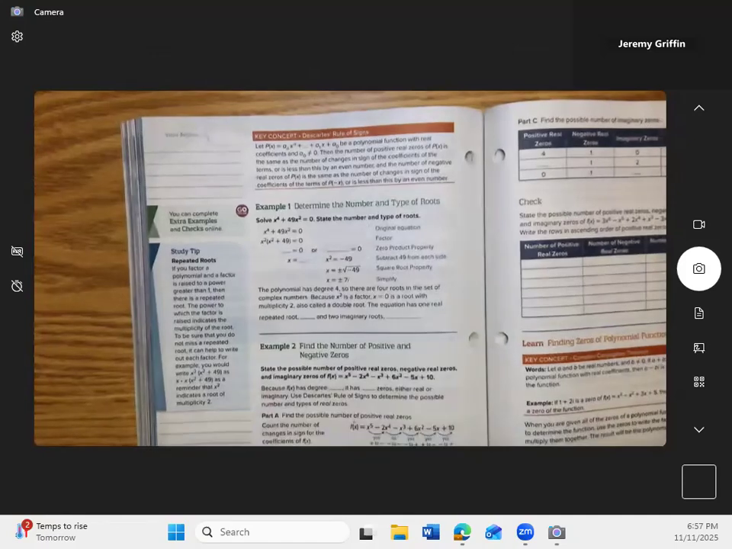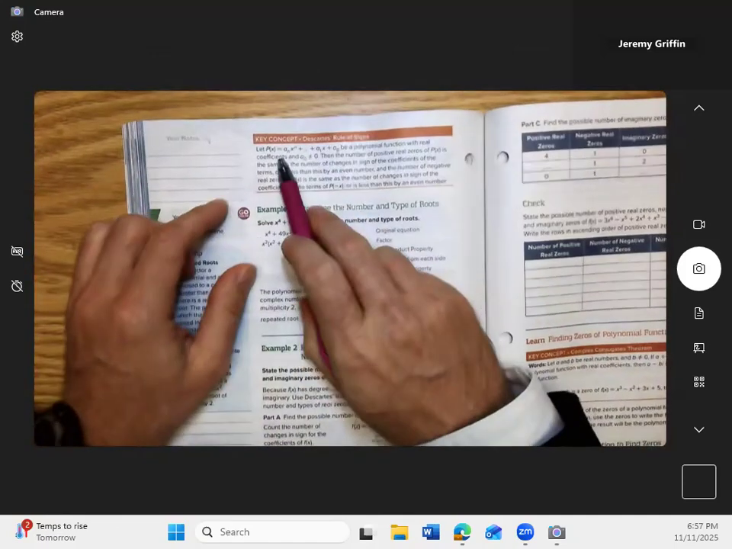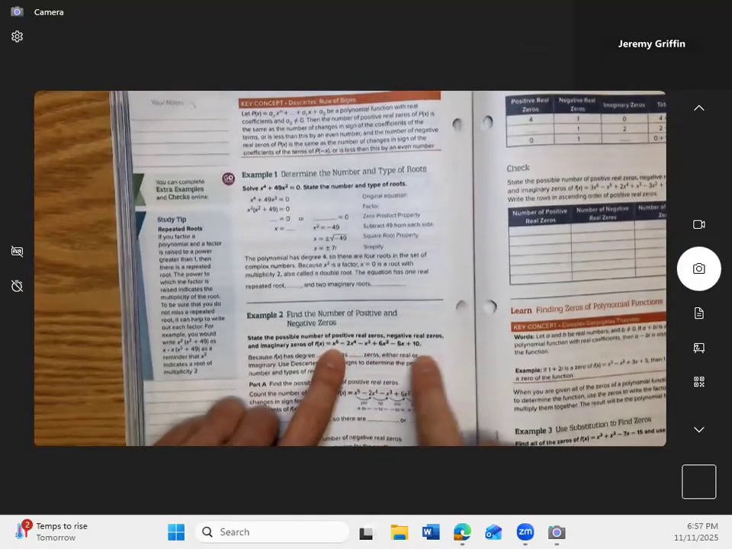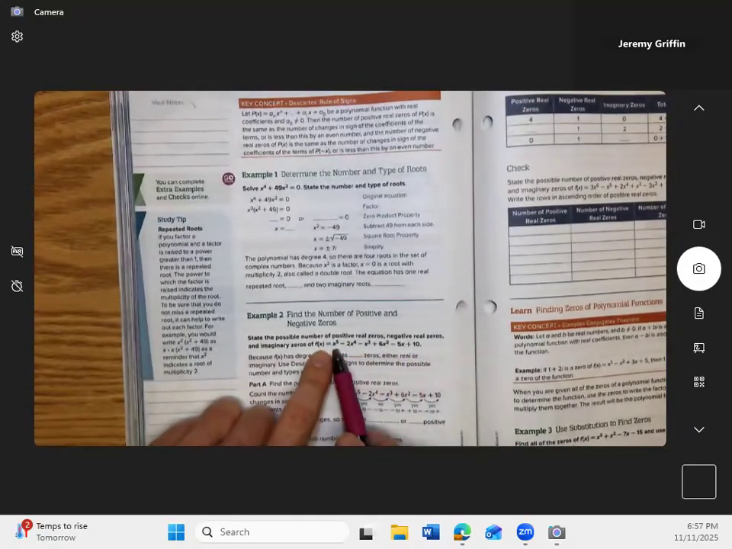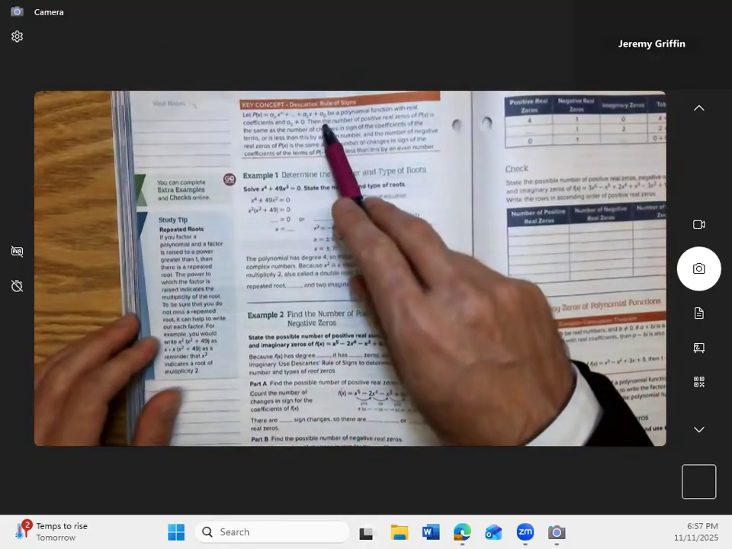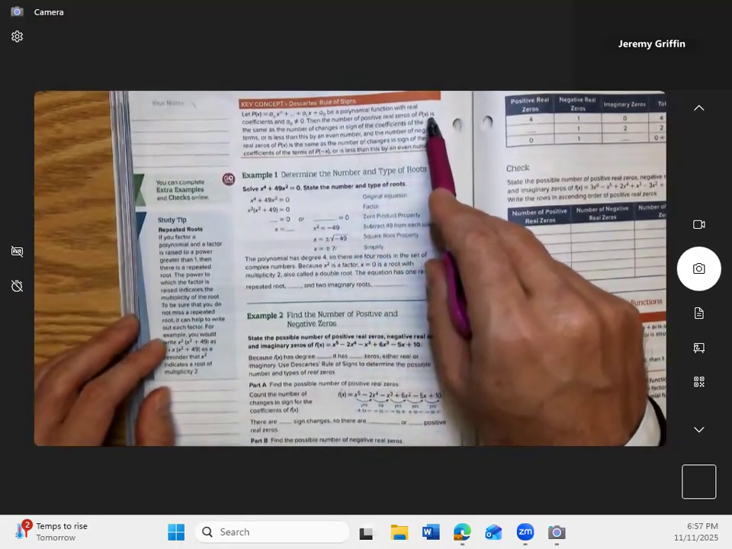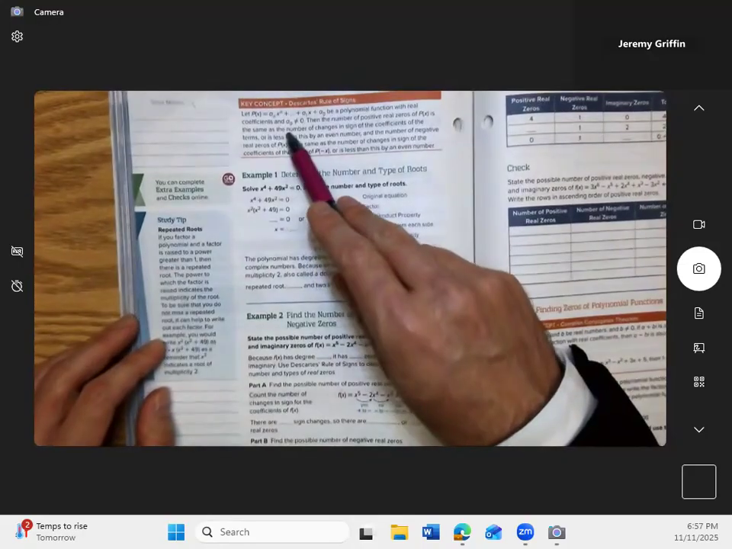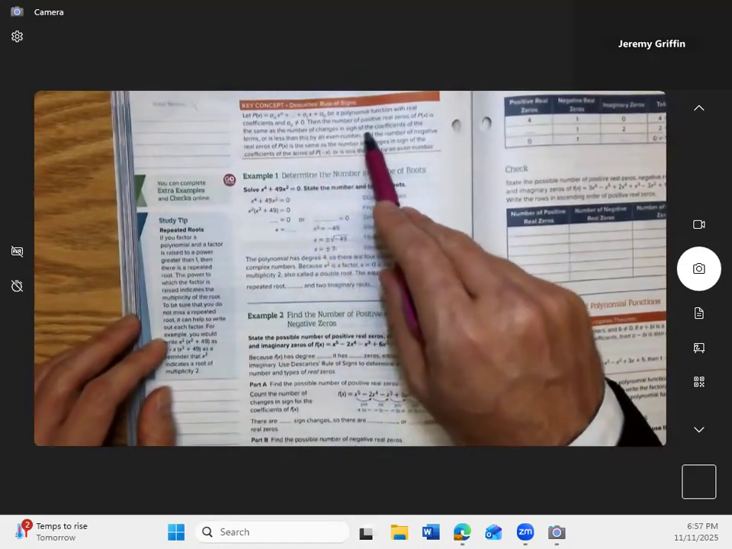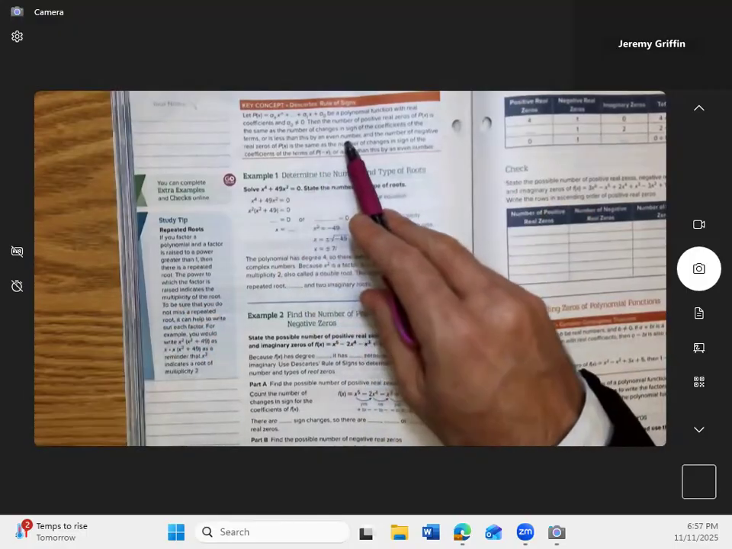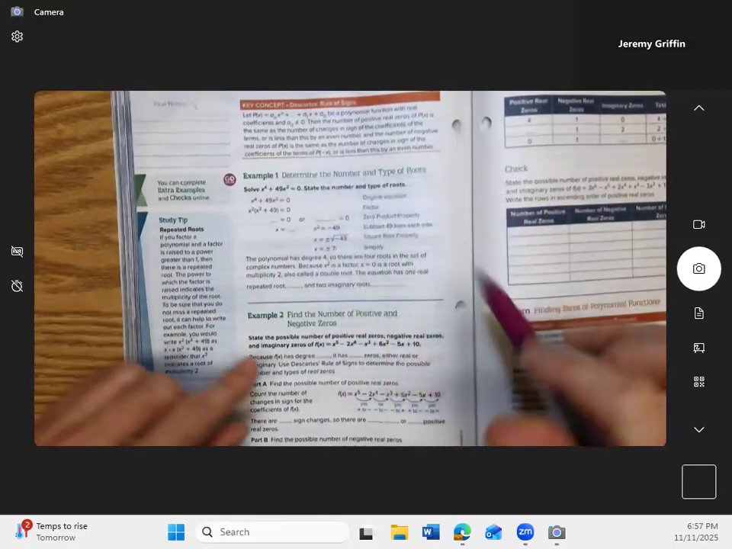Descartes' rule of signs. All right, here's a good one. If you have some polynomial, I'll just go straight to their example. We've got a polynomial here with the terms x to the 5th, an x to the 4th term, x to the 3rd term, x squared, an x term, and a constant. It says the number of positive real zeros of that polynomial is the same as the number of changes in sign of the coefficients in the terms, or less than this by an even number. Okay, so what does that mean?